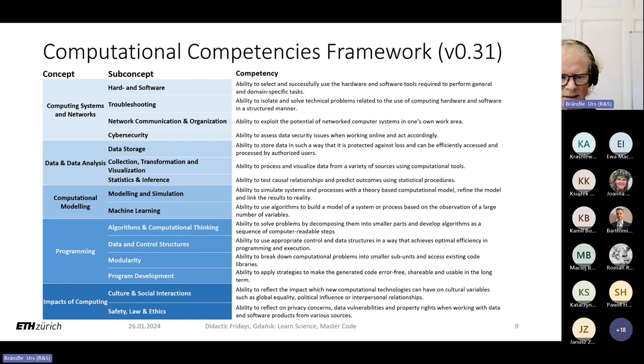And we also hope that more of this will be coming from a reform in the secondary school, where computer science is now finally a mandatory subject.